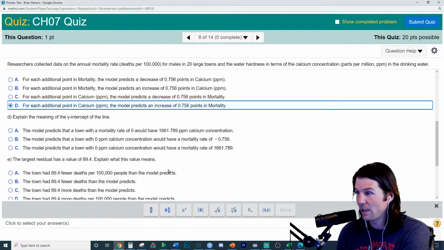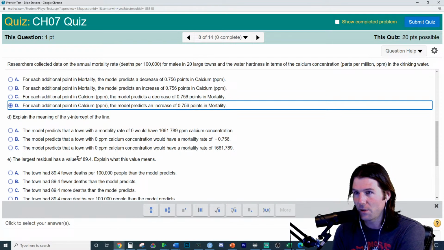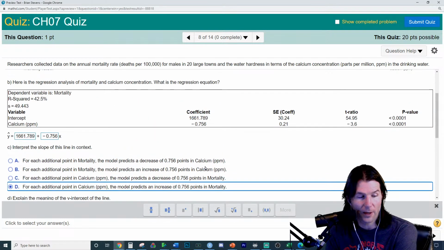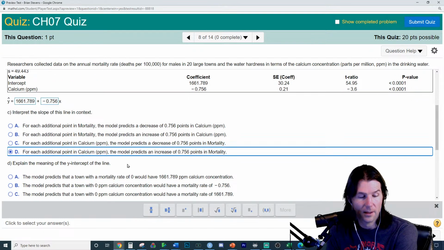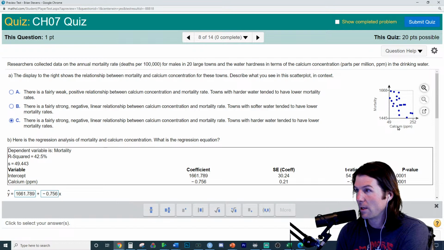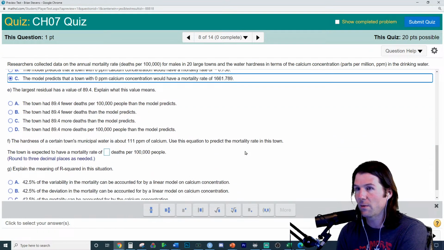Explain what the y-intercept means. It's when calcium is equal to 0. So the model predicts that when a town has a calcium of 0, it predicts a mortality rate of this right here. So I would say when calcium is equal to 0, the model predicts a mortality rate of 1,661.789 for the mortality rate.